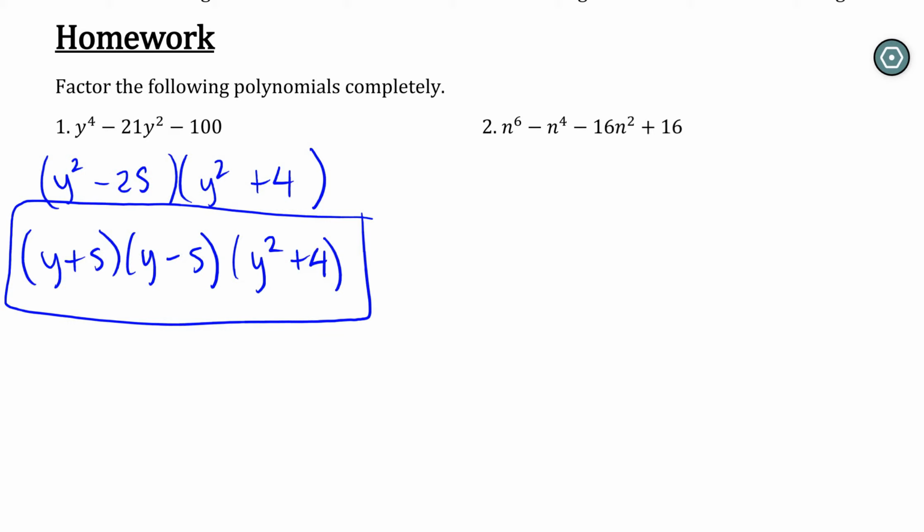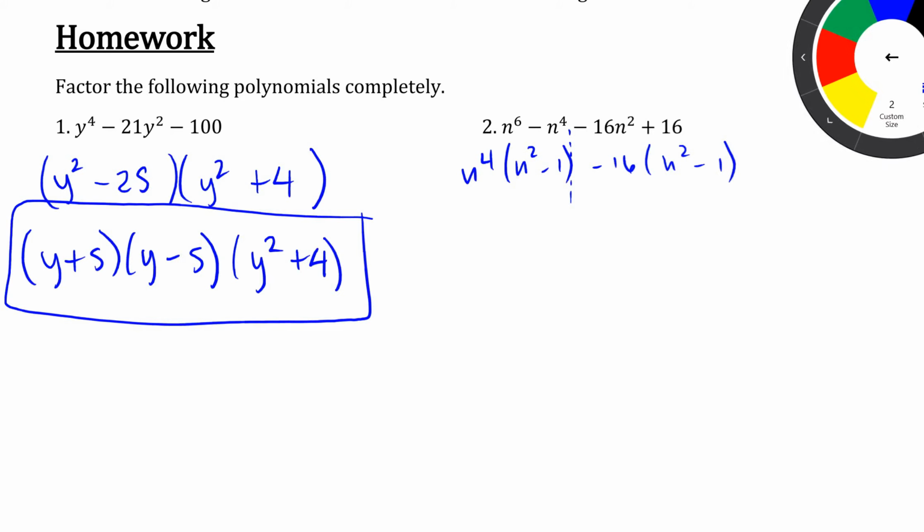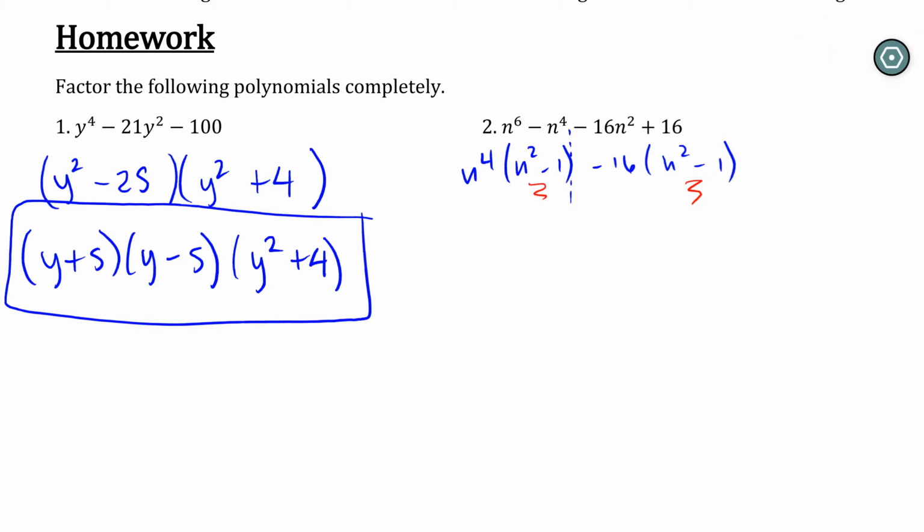For the next one, we have four terms, so that tells me grouping. So I'm going to look to group. So we have n to the fourth, leaving us with n squared minus 1. Negative 16, leaving me with n squared minus 1. What we're looking for there, remember, is for the two parentheses to match, which they do. Lucky us, and we can keep going. So I know that n squared minus 1 is my GCF, leaving me with n to the fourth minus 16. Both of which are factorable.